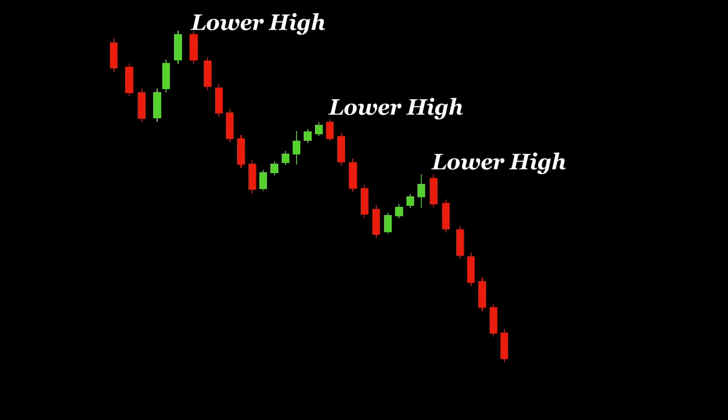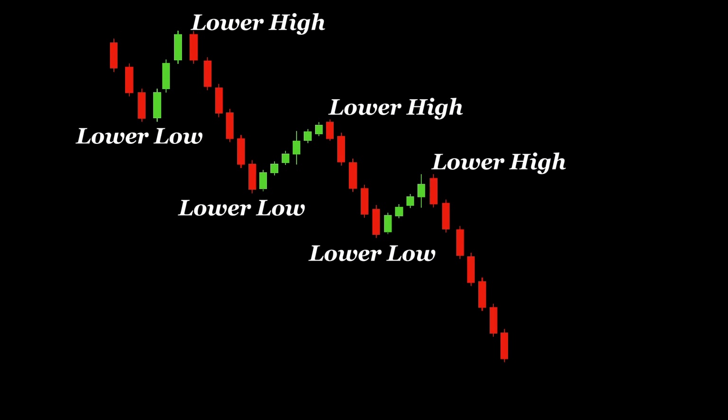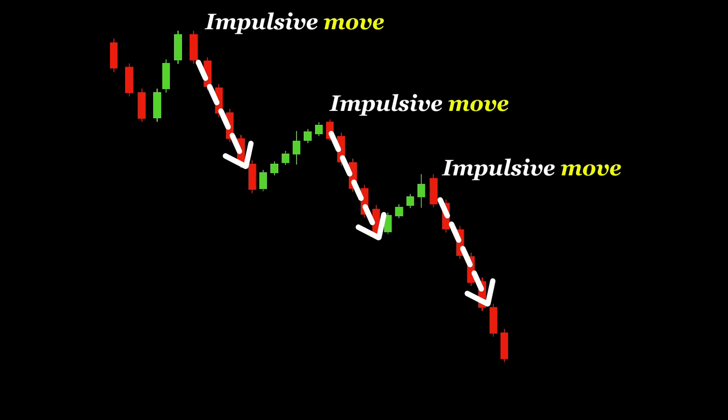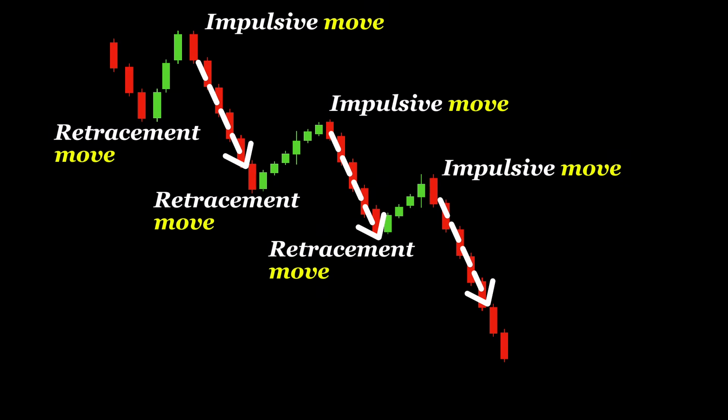A downtrend is the exact opposite. Price forms lower highs and lower lows, showing that sellers are consistently overpowering buyers. It's like walking down an escalator that keeps pulling you lower. Every attempt to rise is weaker than the last. A downtrend also has two key movements: impulsive move, a strong drop driven by aggressive selling; retracement move, a temporary rally before sellers take back control.